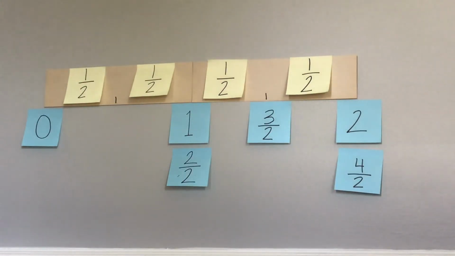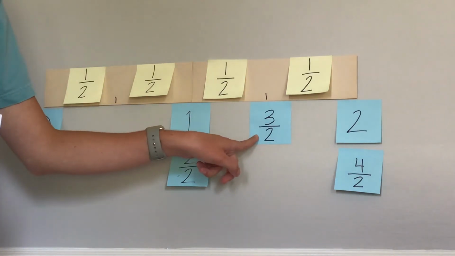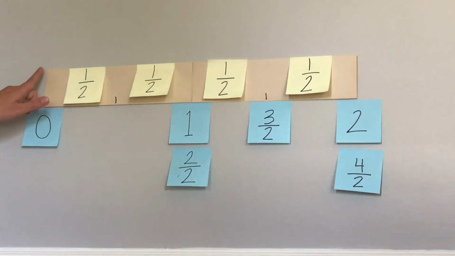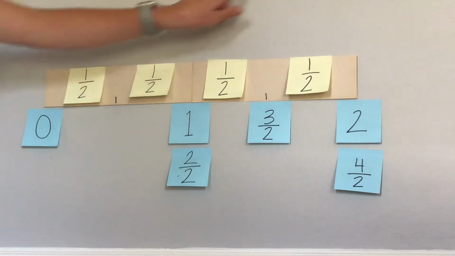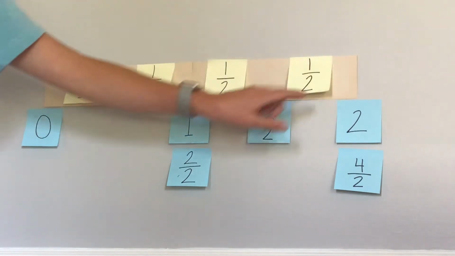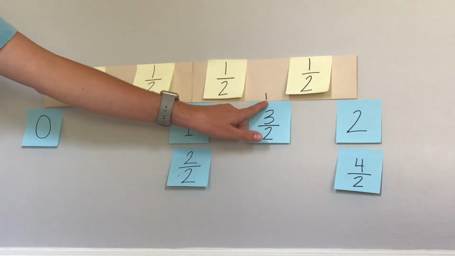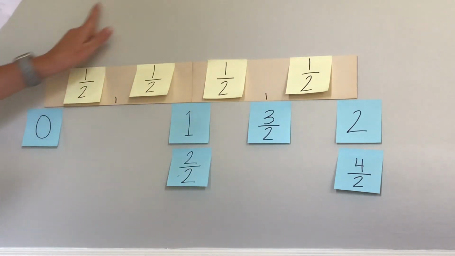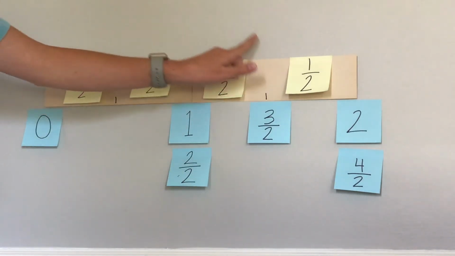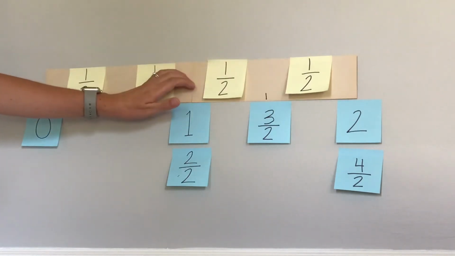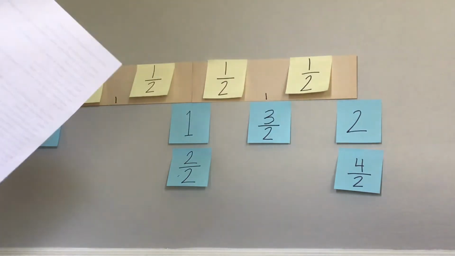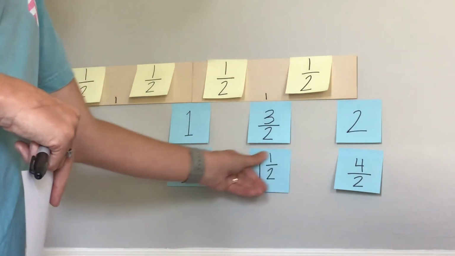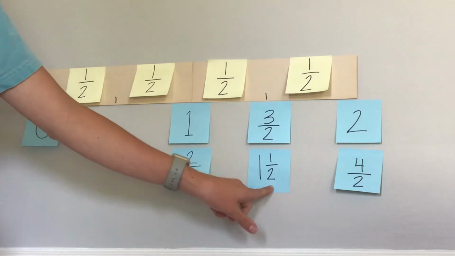Next, I want you to think about another way we could say 3 halves. If we know that this is 1 whole and this is 1 whole, 3 halves is right here at this point. So another way that we could say 3 halves is 1 whole and 1/2. And we write that just like this. This is called a mixed number. 1 whole and 1/2 is the same as 3 halves.